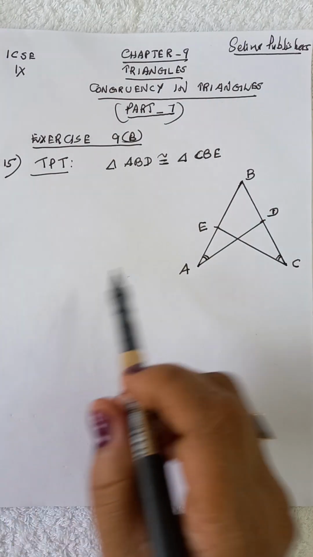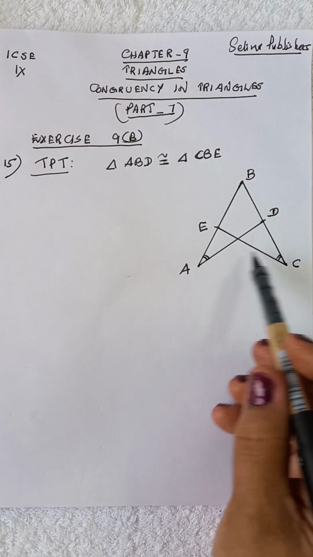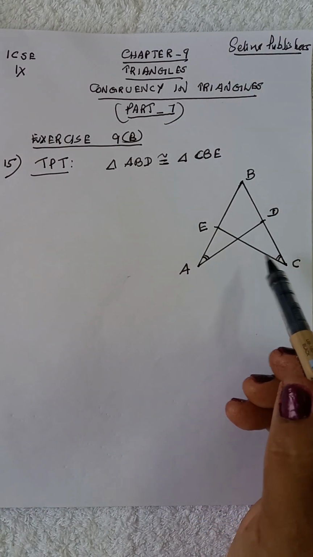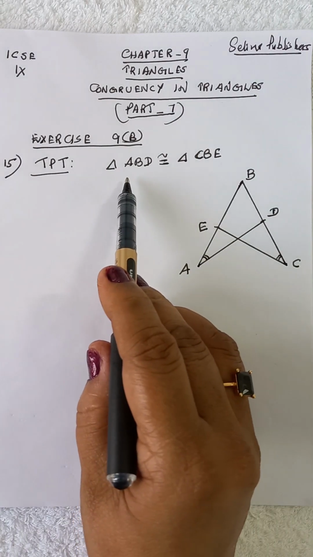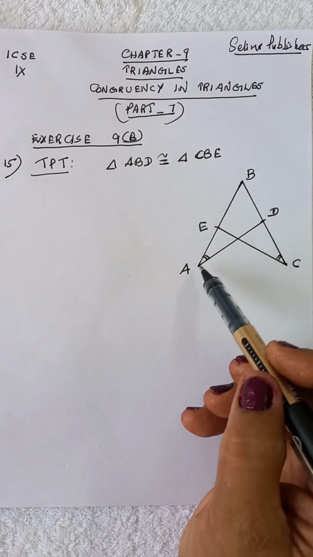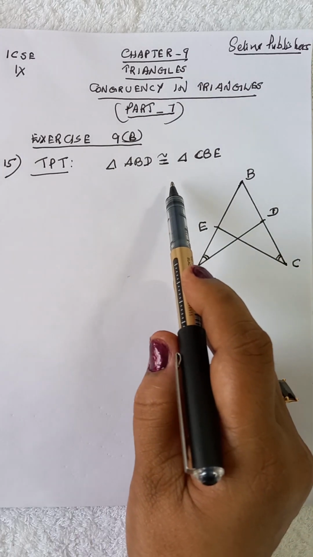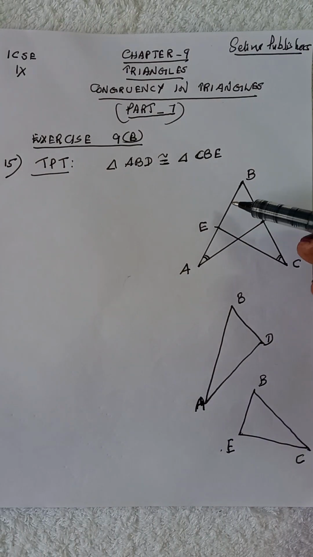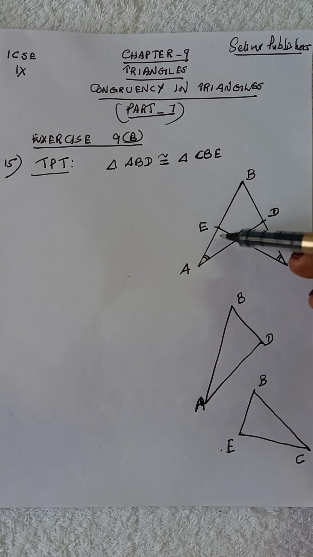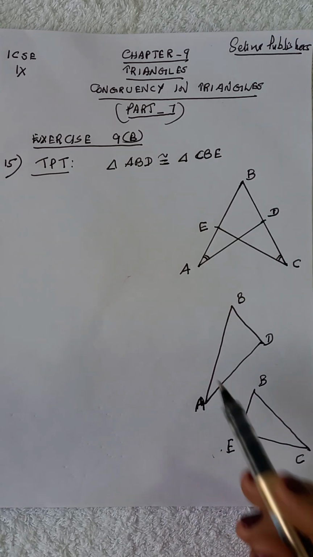In number 15, in the following figure, angle A is equal to angle C and AB is equal to BC. We have to prove that triangle ABD is congruent to triangle CBE. So I have taken these two triangles ABD and CBE from this figure separately. So this is the figure.